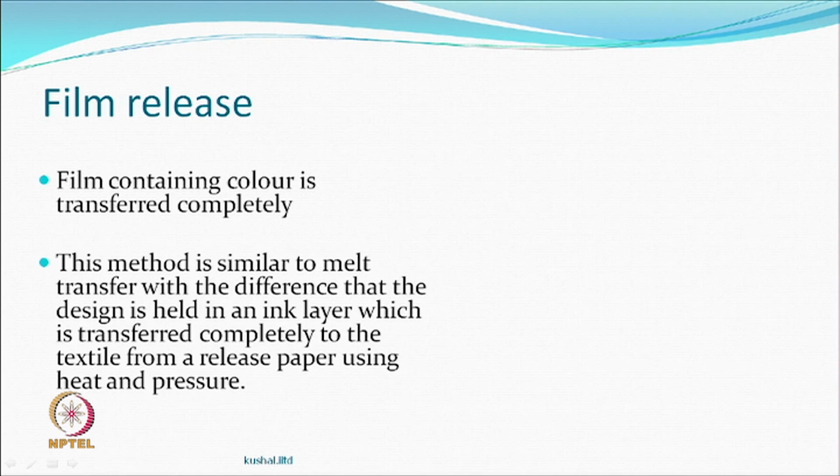The other is similar, but it is like a film getting released. So, the film containing the color is transferred completely. There is a film which is loosely held on the paper, but when you put it there, it likes the paper less than the fabric, and when you press, compress or do whatever, it just gets transferred onto the substrate. The difference is that here the film gets released completely from a release paper by heat or pressure. Okay. So, nothing is left on the paper. In the other case, it could actually be a colored film which gets melted and then gets transferred. Okay. So, that is a little difference, which is an interesting difference.